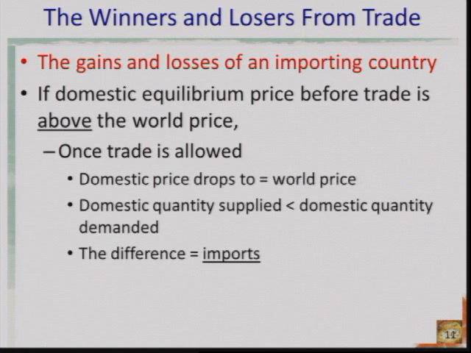Okay, so now we're going to switch over. If the domestic equilibrium price before trade is above the world price, so for whatever reason we're selling a product more expensive than the rest of the world is selling it for, then it makes sense to open our borders and buy from them, right? To buy that cheaper product from another country or another classroom. And now, in this case, if everyone else is selling that same product for cheaper, then we can import that product.